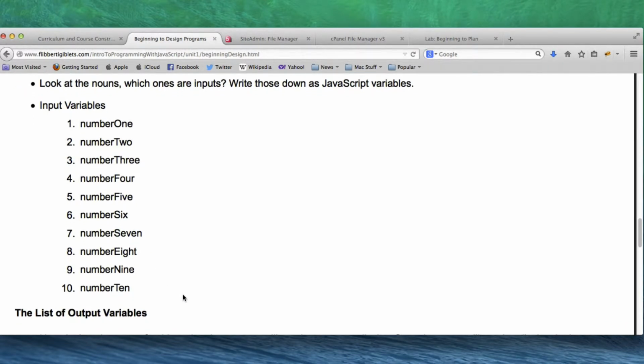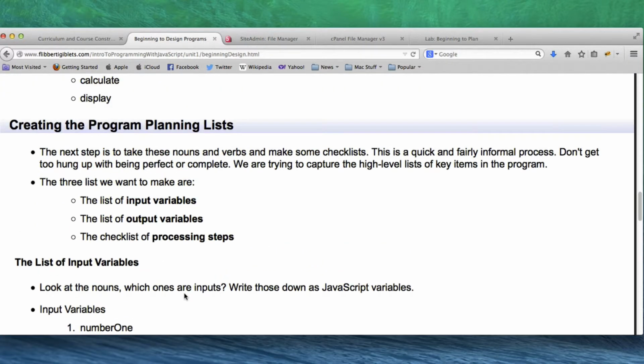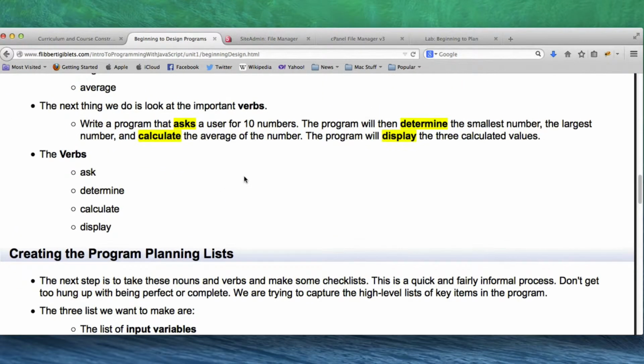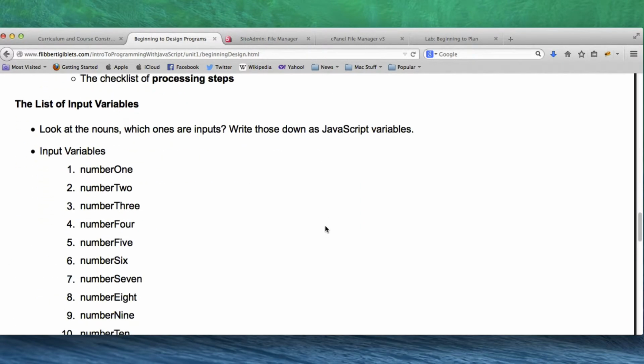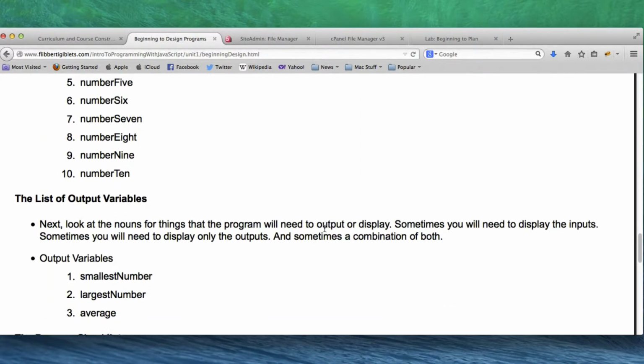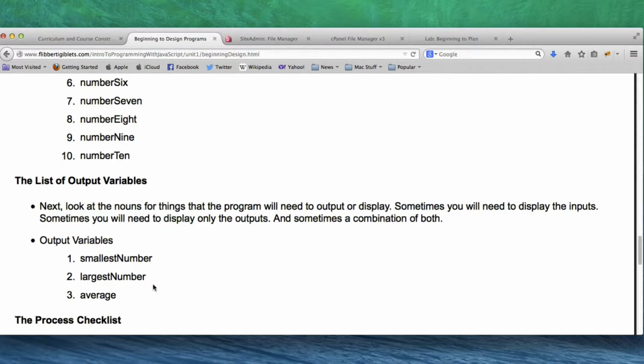Then I want to take a look at what the output variables are. So let's look back at this problem statement here. That's where I say what I'm going to display. I'm going to display the three calculated values. Well, what are those three calculated values? It's what I determine here and what I calculate. So I'm determining the smallest number, the largest number, and I'm calculating the average number. So it's going to be the smallest number, the largest number, and the average. And those are going to be listed right here: smallest number, largest number, and average.